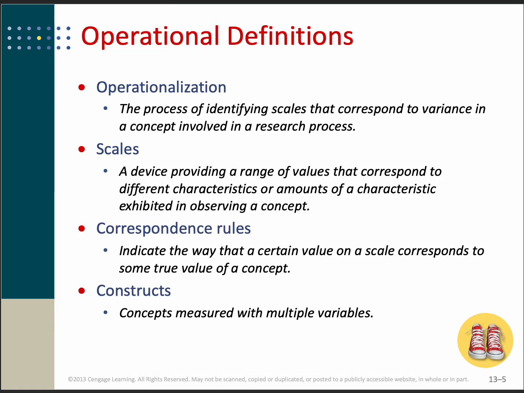Then you've got validity issues for sure. So operationalize scales that correspond to the variance in a concept involved in a research process. What's going to best describe this? Again, it's a process of elimination. Every scale will work, but what's the best one given what you're trying to measure? That becomes the key element.